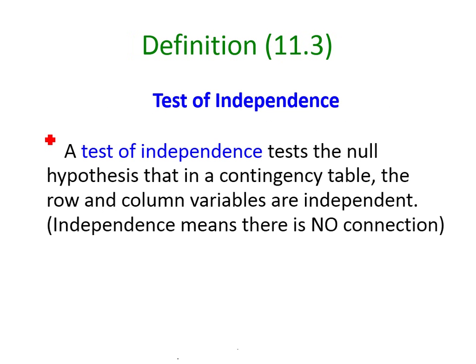So we're doing a test of independence. A test of independence tests the null hypothesis that in a contingency table, the row and column variables are independent. That means there is no connection between the two. Sounds very similar to what we just did with our regression equations and finding our correlation, where we were always testing the null hypothesis that there was not a correlation. My alternative hypothesis was that there was a correlation. Now my alternative hypothesis will be that there is a connection between those two, that they are dependent.